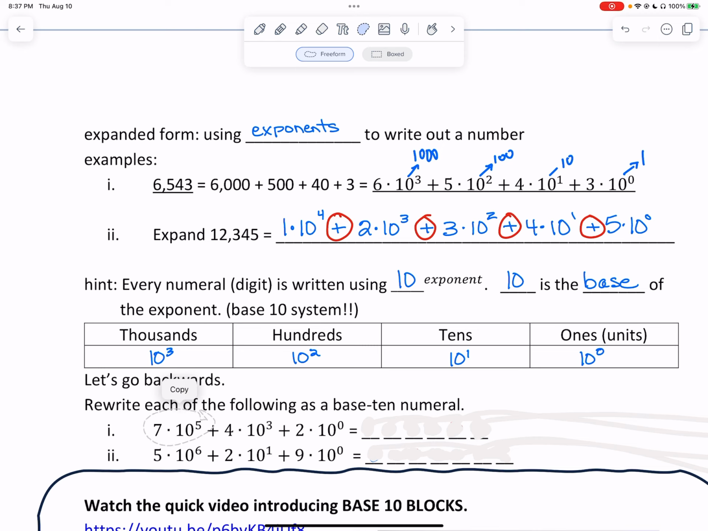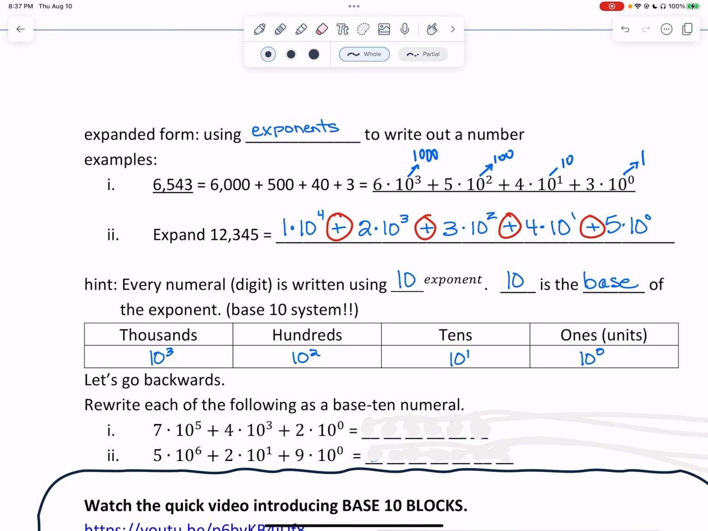Okay, so I want you to be able to go from a regular number to this expanded form. Now we're going to go from the expanded form back to our regular base 10 number. Okay, so there is a trick to doing this. So here is the trick for your students, not just you, but your students.